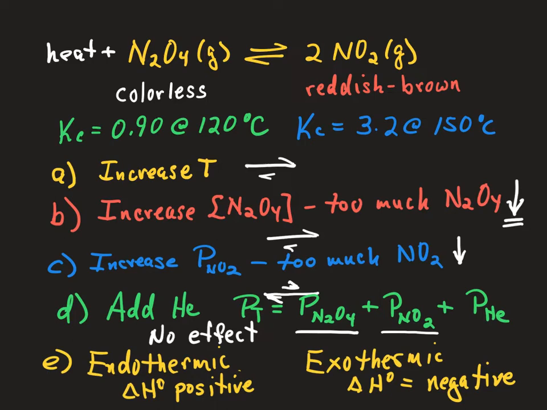That means there's more heat energy stored in the products than in the reactants, and that is going to make delta H0 positive, and the reaction is going to be endothermic. It is going to absorb heat energy.